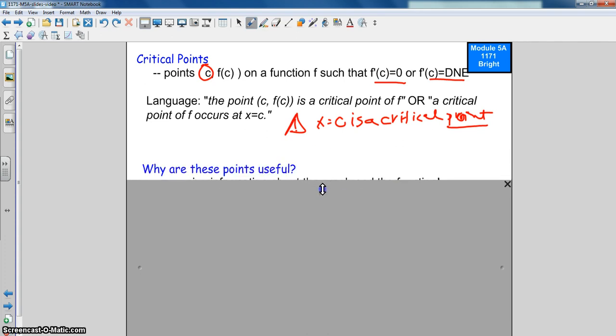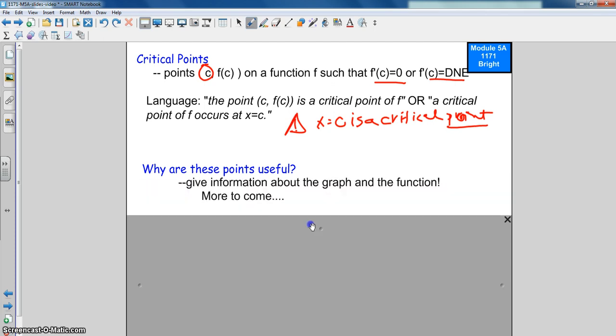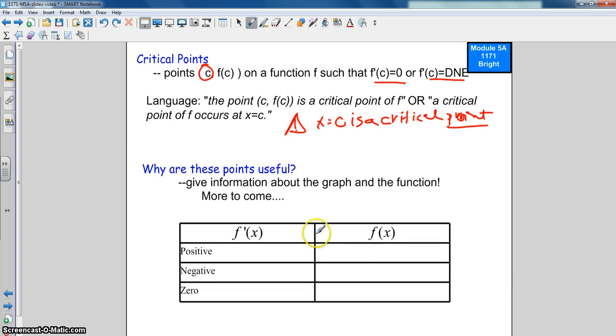So again, we want to develop this reasoning. Why are these points useful? Well, they do give us more information about the graph and the function, and we'll talk about that in the next video. But in particular, I want to step back briefly into what we discussed in Module 3 when we first introduced the derivative. If we knew that the derivative was positive, what did we know about the original function? Well, if the derivative was positive, that meant that the slope was positive, meaning that the function was increasing.